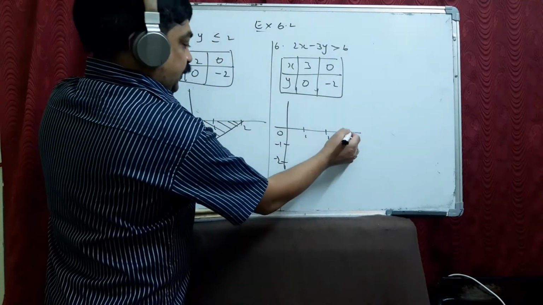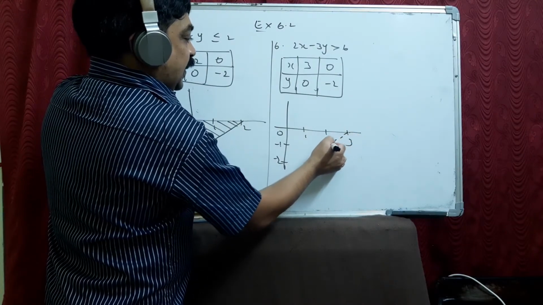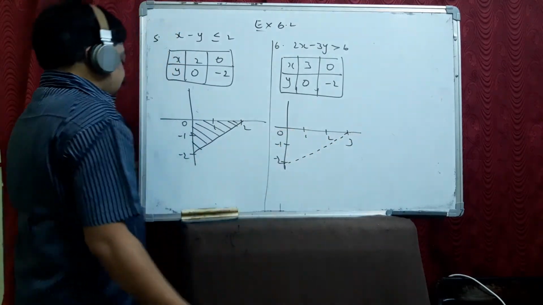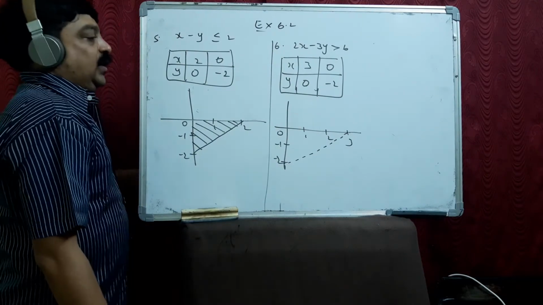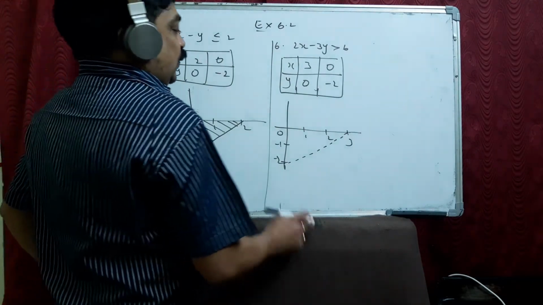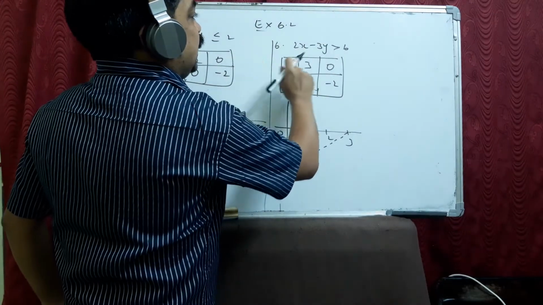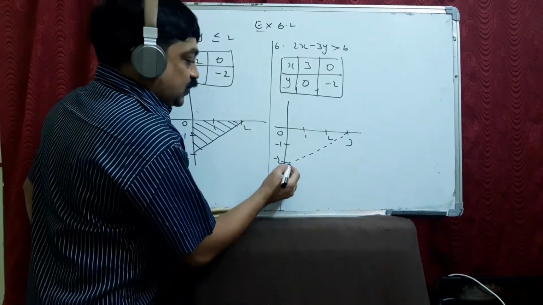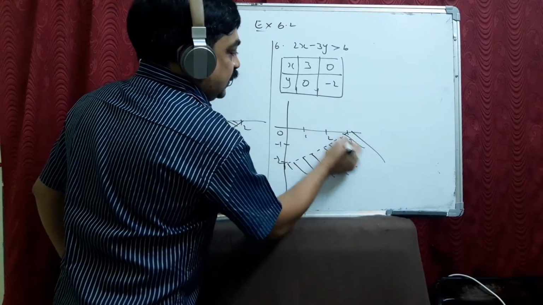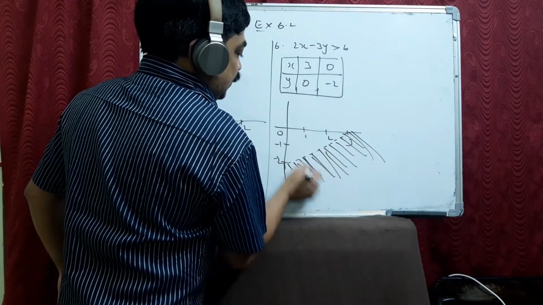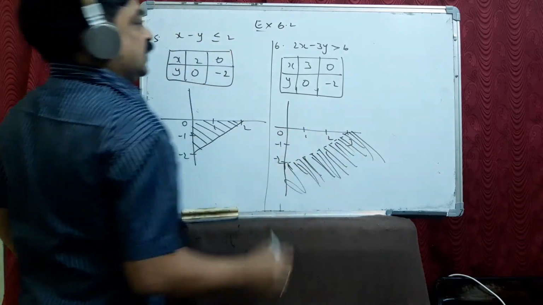Let us join with a dotted line, because there is no equal to symbol. Okay. Now, substitute 0, 0. 0 minus 0 is greater than 6, which is false. So we have to shade away from 0. This part we have to shade, other than 0. Okay, like this.